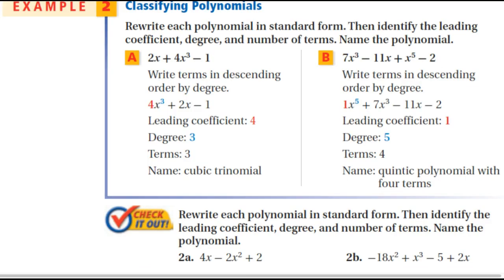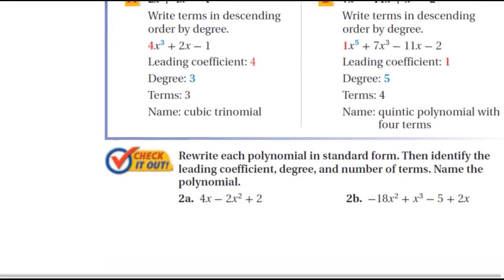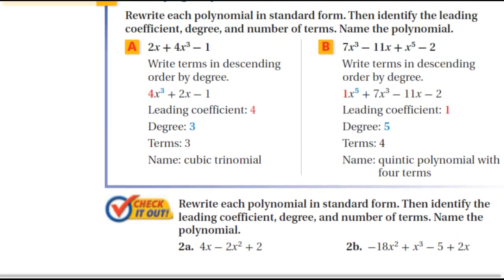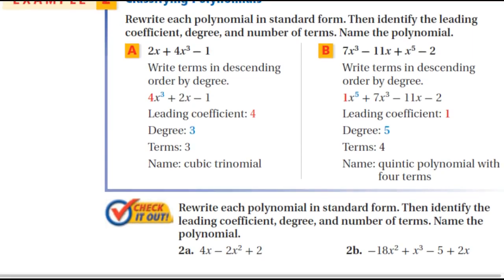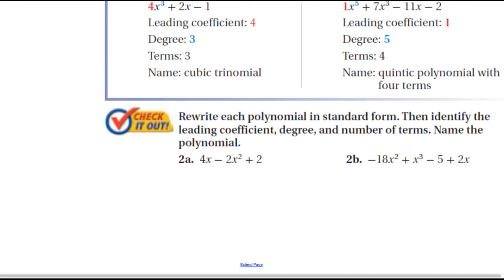So if we take some examples of that, we'll always ask you to write it in standard form. So here are some examples you can pause and look at from the book. If we go down here to these examples and rewrite these, we want to look at each term, each monomial that's made up of this.